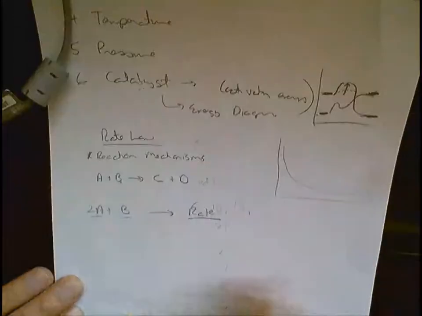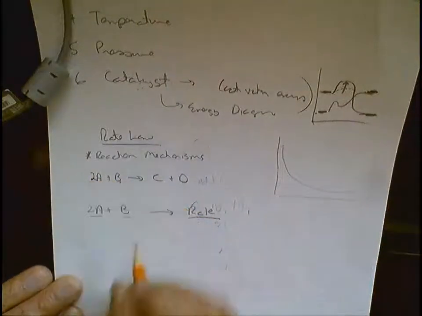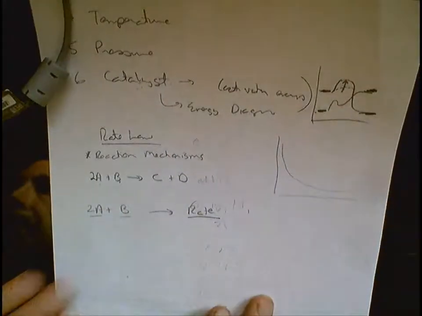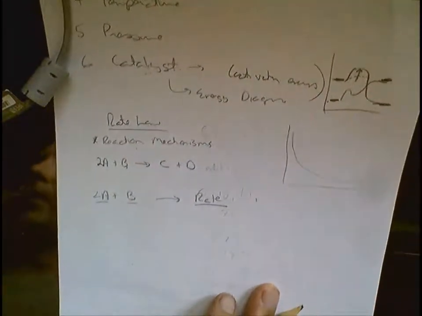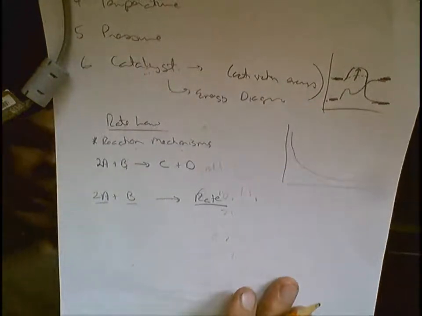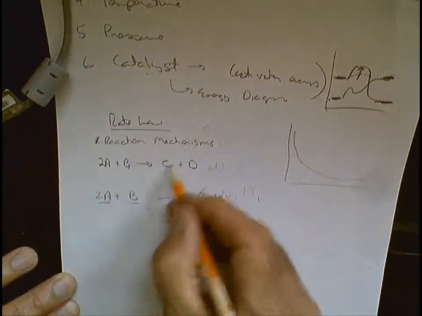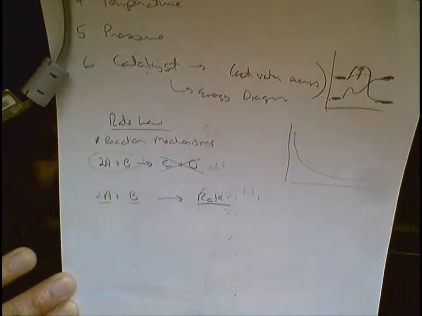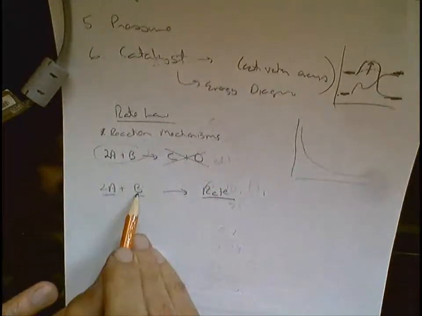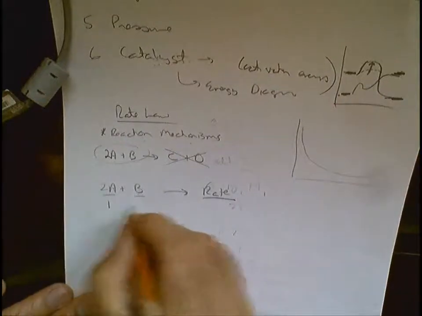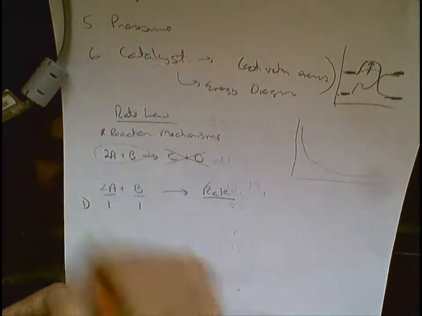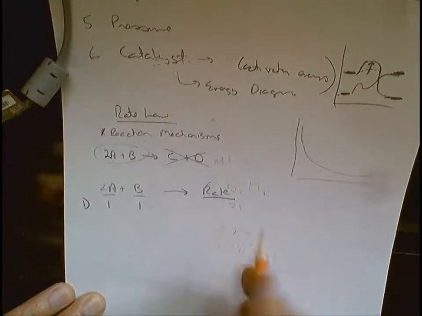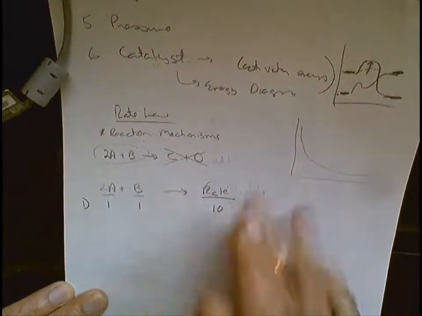To do a reaction mechanism, we've got to take a reaction. So we're going to take 2A plus B gives C plus D. And it rates that reaction. So here we go. We don't worry about the products in reaction mechanism. We study the reactants. So what we do is we set up a general experiment. So we'll call this experiment 1. We'll have a concentration of 1 of A, 1 of B, and let's say our rate is 10.